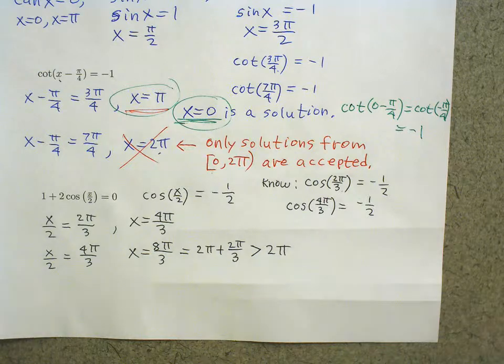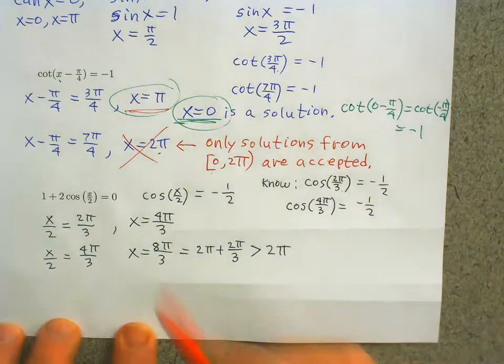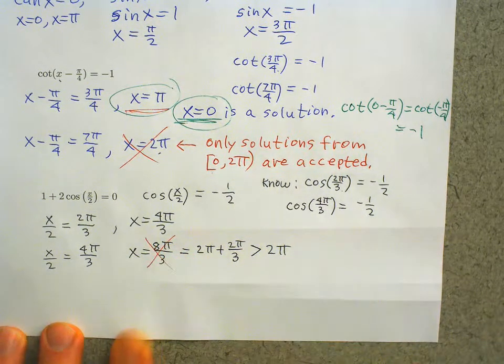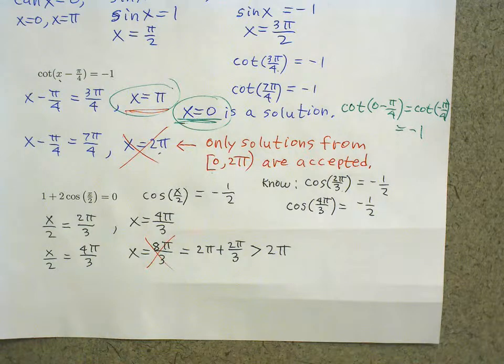So if our solutions are only from 0 to 2 pi, excluding 2 pi, then x equals 8 pi over 3 is not listed as a solution because it's greater than 2 pi.